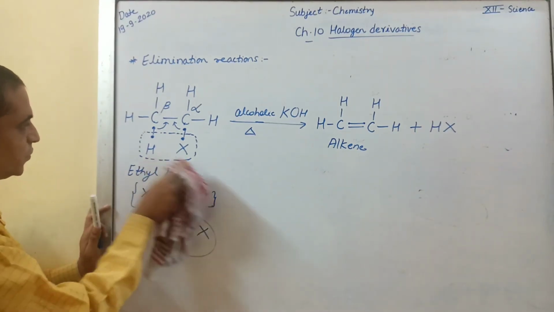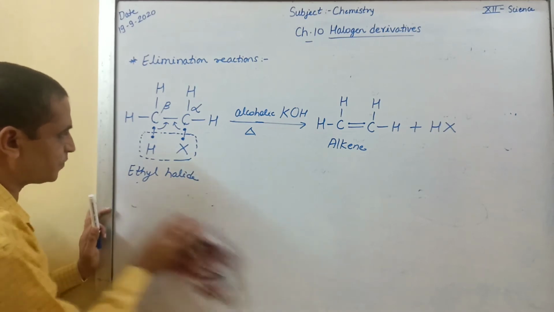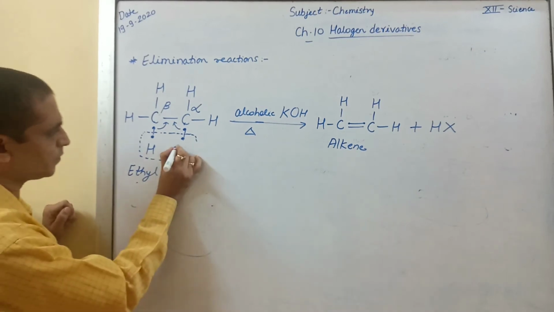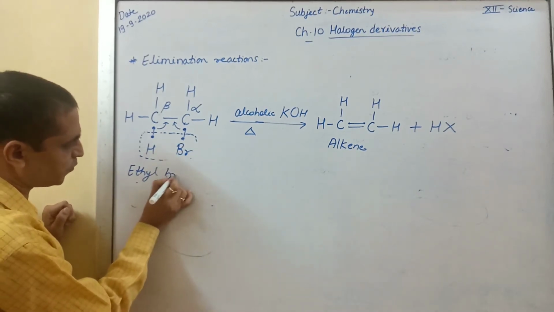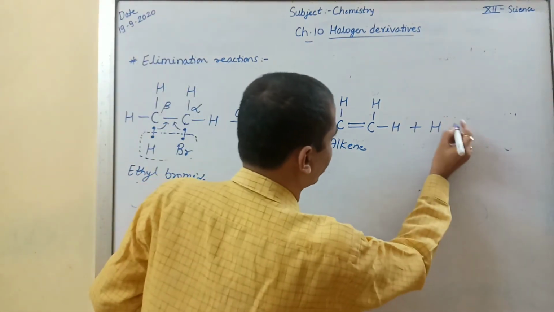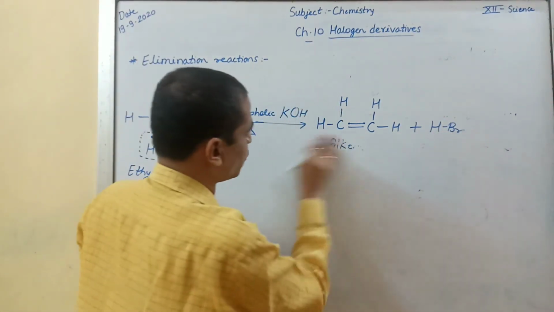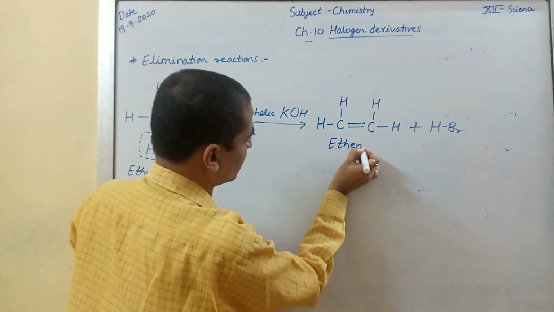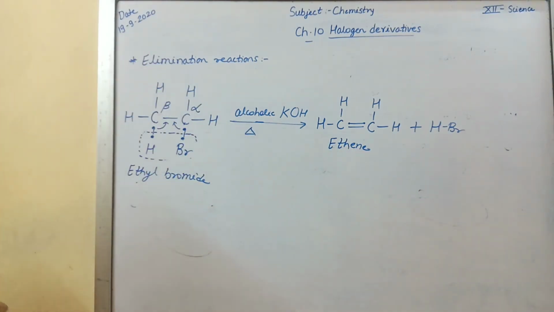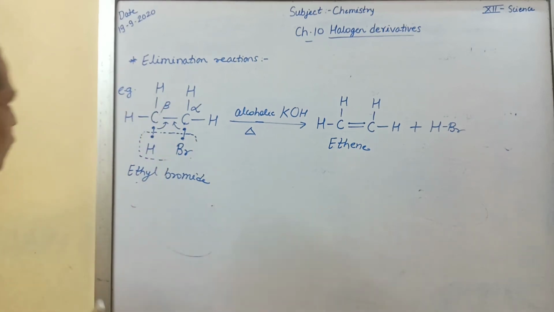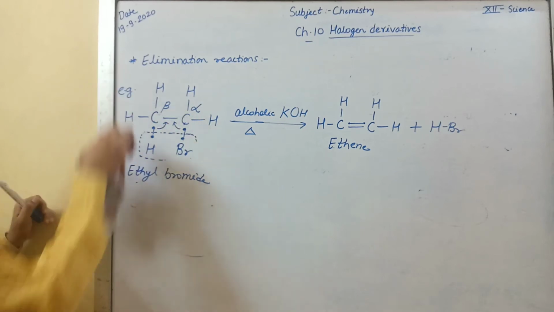Let me change this. I will put here, for example, Br, bromide. So what will you get? Here you get what? HBr, and this product is called what? Ethene. This is the example of elimination reaction. Now we will proceed to the next part.